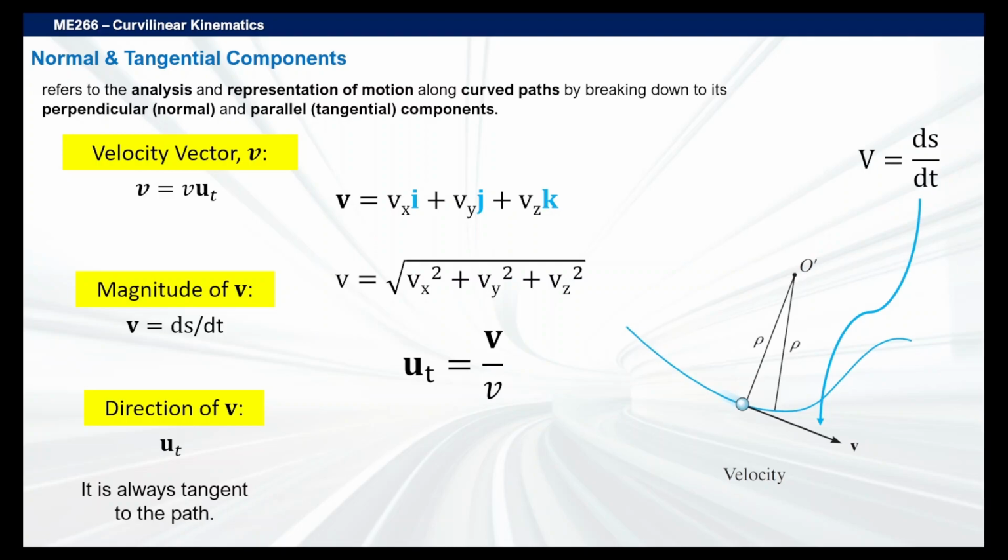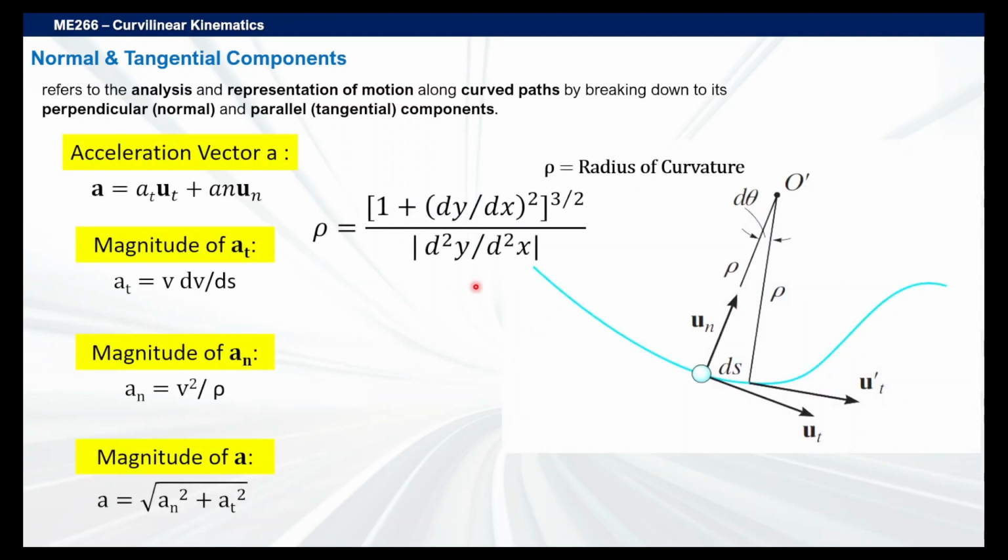Okay, and then of course, the magnitude of v is simply just the derivative of position s, ds over dt. And then of course, we have direction v, which is always tangent to the path. Okay. Don't worry about it, but you'll understand further when you're trying to apply its equations lang naman dito. Okay, and then we also have yung acceleration.